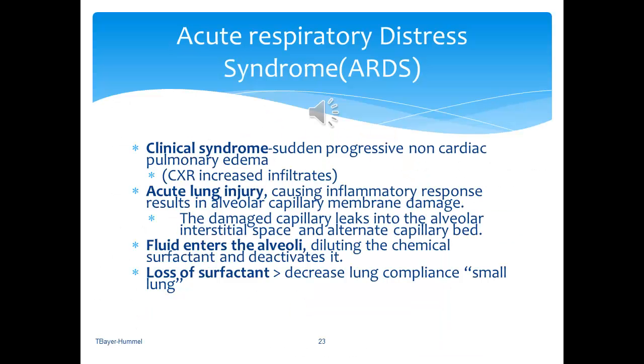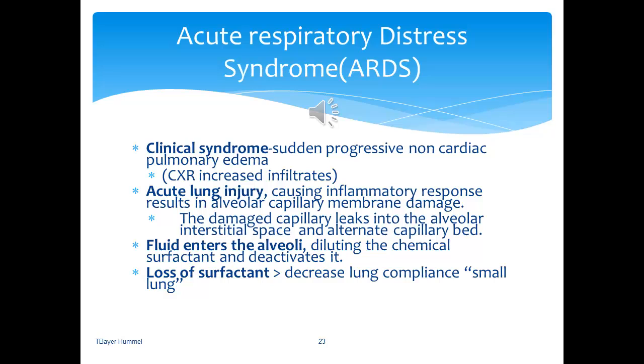Now we're going to talk about acute respiratory distress syndrome, a specific type of respiratory failure. This clinical syndrome is sudden, progressive, non-cardiac pulmonary edema. The chest x-ray very often shows bilateral increased infiltrates. There is acute lung injury, which causes an inflammatory response, which results in alveolar capillary membrane damage. The damaged capillary leaks into the alveolar interstitial space and alternate capillary bed. The fluid enters the alveoli, diluting the chemical surfactant and deactivates it.